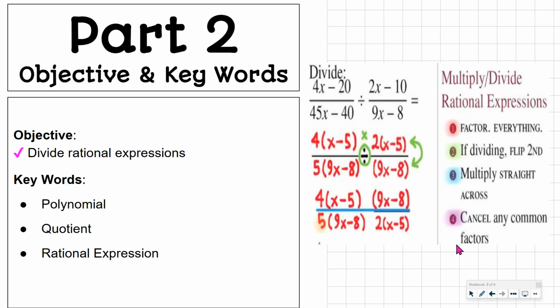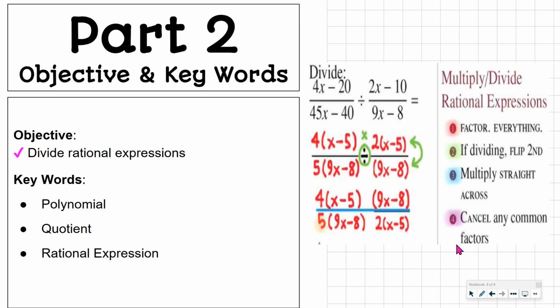All right, part 2 objective here is dividing rational expressions. If you remember, dividing when we use fractions is the same as multiplying by the reciprocal. So the first thing you're going to do here is factor everything. If you're dividing, you're going to flip the second rational expression, and then you'll proceed with the multiplication problem like we just previously did, and then cancel out all common factors.